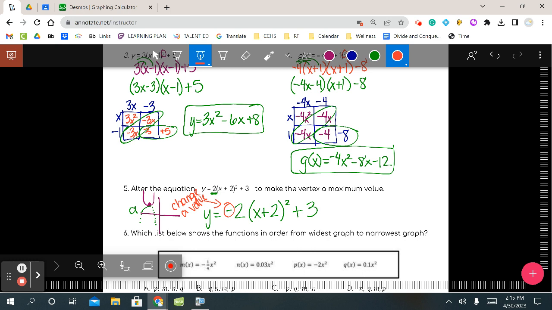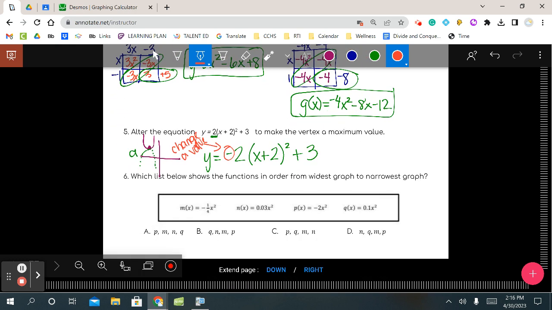Okay, next, which order lists the functions in order from widest? So widest is going to be your smallest number. And narrowest is going to be your biggest number. So you're pretty much labeling these in order from smallest to biggest. So your smallest, so this is negative 0.25. We have 0.03, negative 2, and then 0.1. So your smallest number would be in. And so this would be number 1.